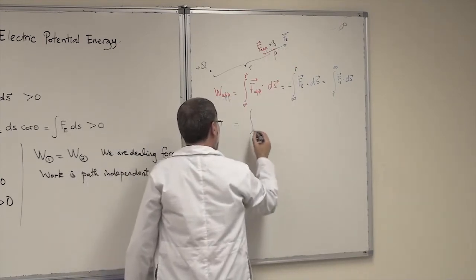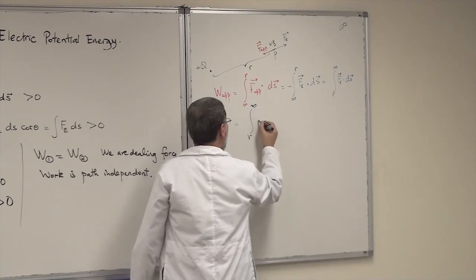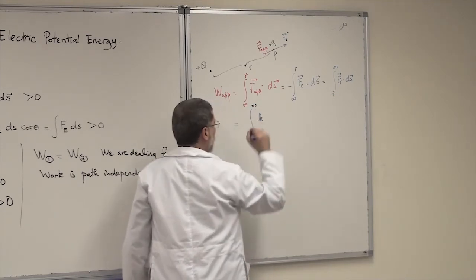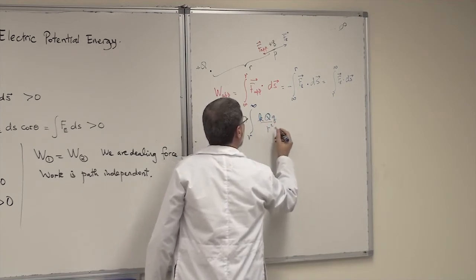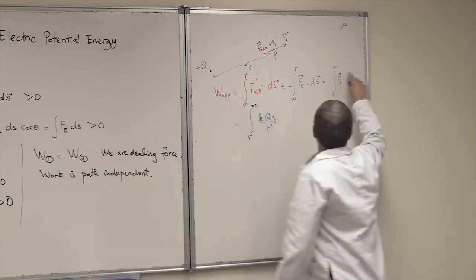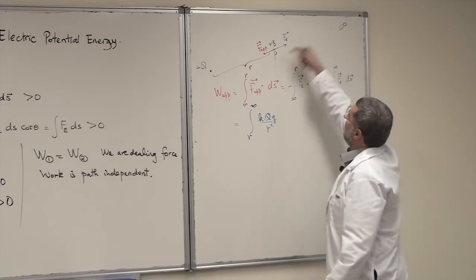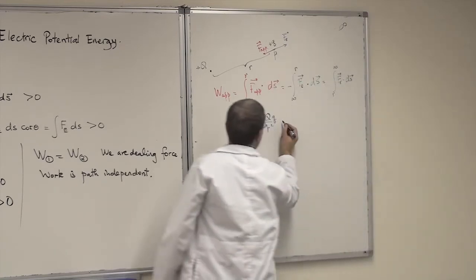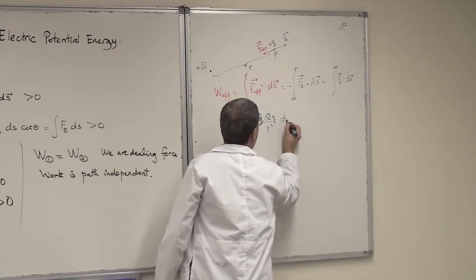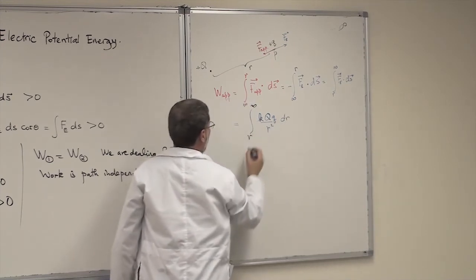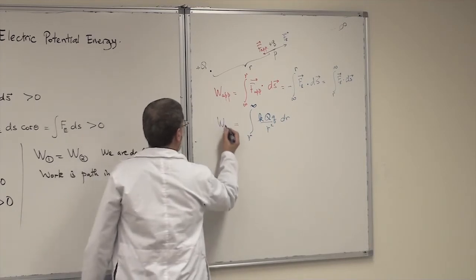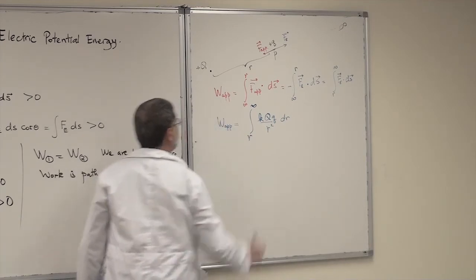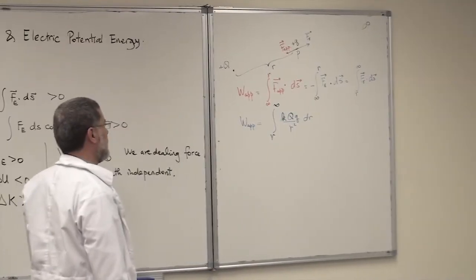I hope you know that it is given by k, which is 1 over 4 pi epsilon 0, q over r squared. Now be careful. I'm going to remove these arrows, and everything is in the same direction. And I'm going to write dr here because of the r here. I'm going to write dr, and this is work applied. Remember, this is the work applied.